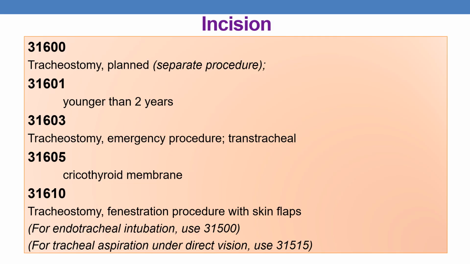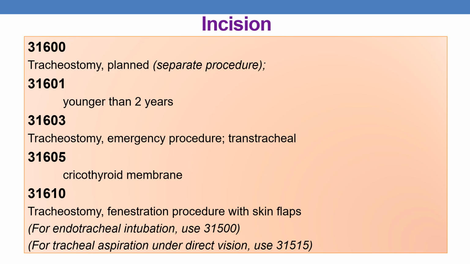First of all, incision. The first CPT is 31600. It deals with tracheostomy planned. The next is 31601. Whenever tracheostomy is performed on an infant younger than 2 years, then the CPT is 31601. The next is 31603. It deals with tracheostomy, emergency procedure, transtracheal. The next is 31605. Tracheostomy, emergency procedure, cricothyroid membrane. The next is 31610. Tracheostomy, fenestration procedure with skin flaps.